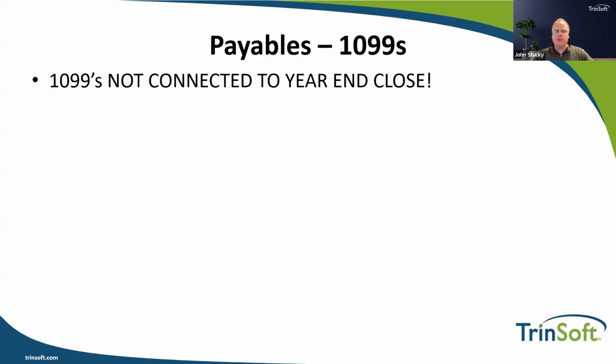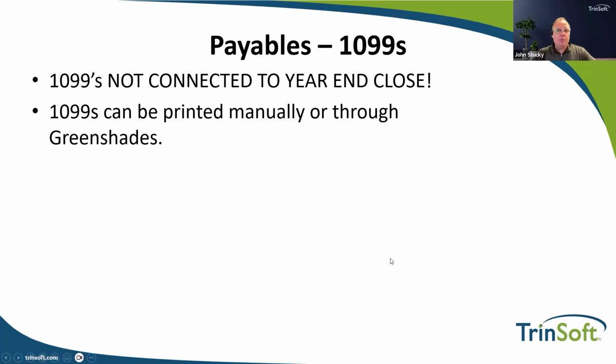Let's spend a couple of minutes talking about 1099s though, because it's certainly a big part of the year-end process, and most people consider it relatively synonymous with their payables process. All right, 1099s can be printed manually or can be exported and managed through a third party. Our preferred third party for this kind of thing is Green Shades. I think a lot of our clients use them, but you certainly don't have to.